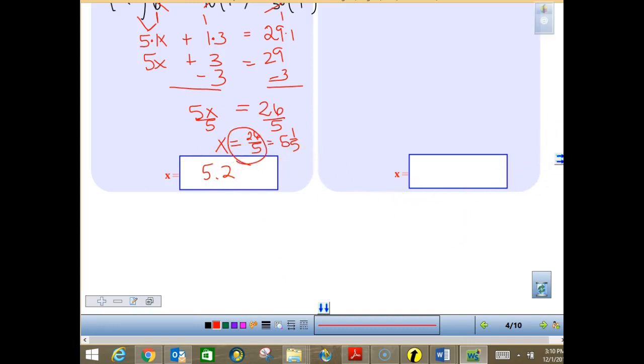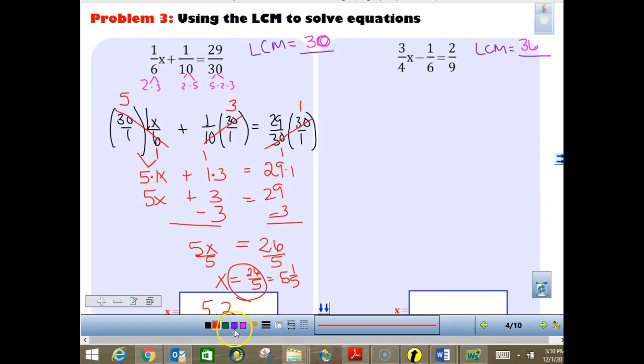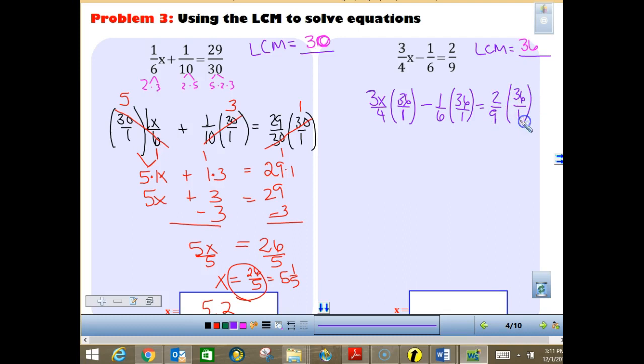You're done, okay? All right, so Faith, you're going to tell us what to start writing for this next problem, because everyone has to do this in their homework, so they got to write it out this way. So tell me what to write. 3x over 4 multiplied by 36 over 1, subtracted by 1/6 times 36 over 1. Thank you. Keep going. One more. Equals 2 over 9 multiplied by 36 over 1. All right, Gus. You're going to help us start simplifying.